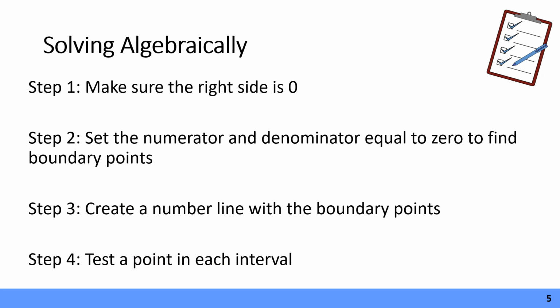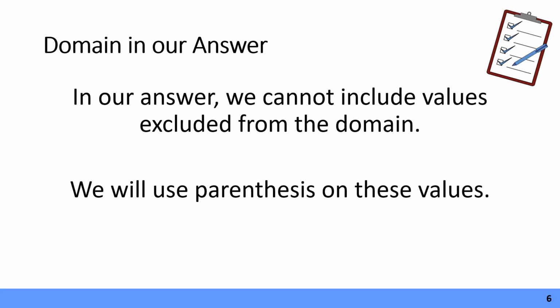Before we actually tackle some problems, let's look at one more thing. Earlier, we already learned how to find the domain of a rational, and it's going to be very important in these problems because our final answers cannot include values that are excluded from the domain. So all you have to remember is that any value that's excluded from the domain is always going to be in parentheses. From previous videos, we've learned that infinities always go with parentheses, but now when we're solving a rational, any value that is excluded from the domain, or in other words, that comes from the denominator, is also going to have parentheses.